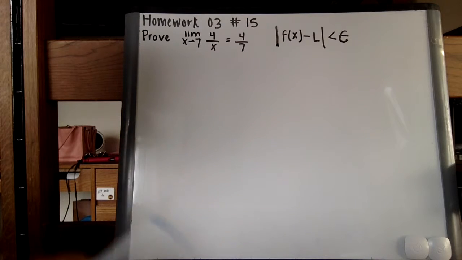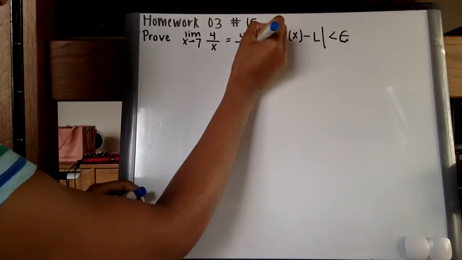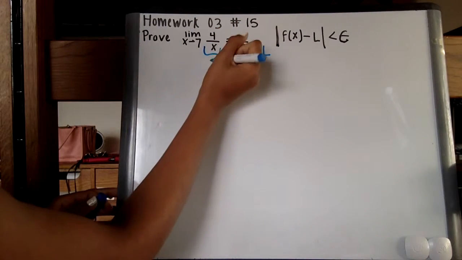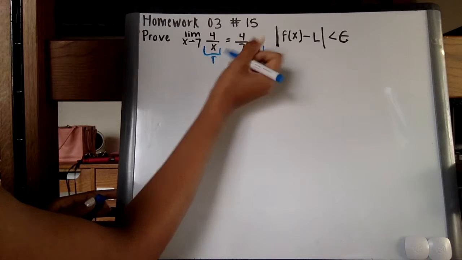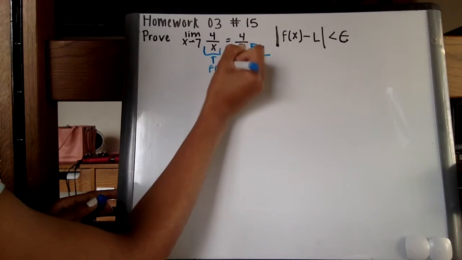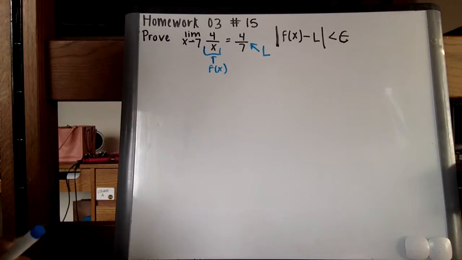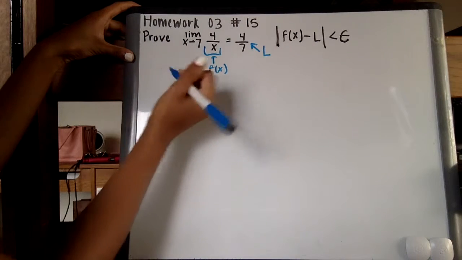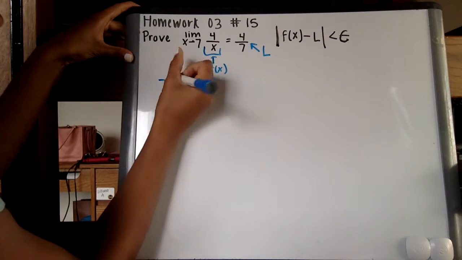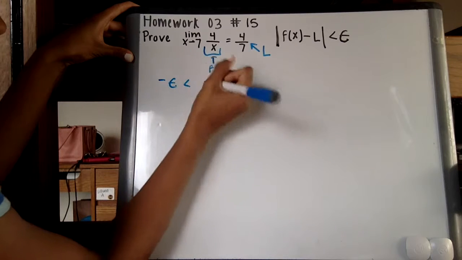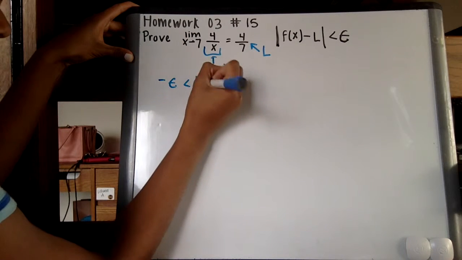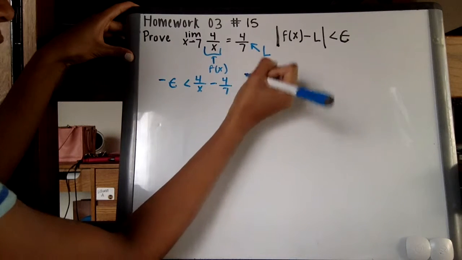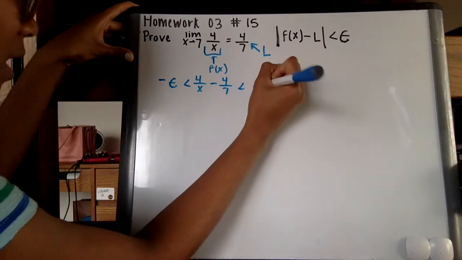So our L is going to be this one, and of course 4 over x is our function. We're going to plug that into this one, and because it's absolute value, we're going to have a negative epsilon and a positive. So we'll have negative epsilon is less than 4 over x minus L, which is 4/7, which is less than positive epsilon.